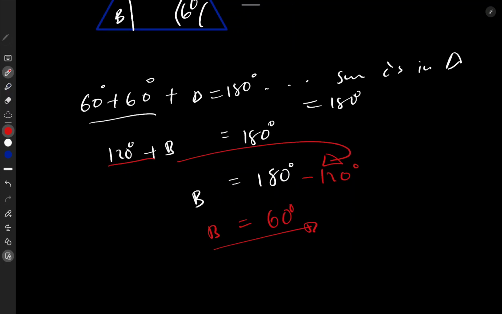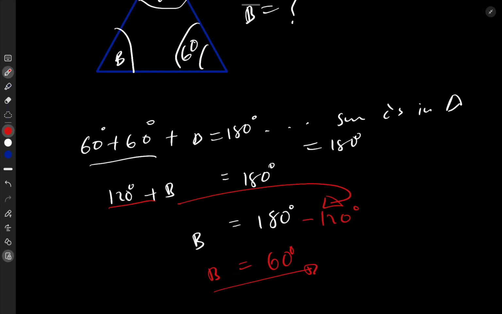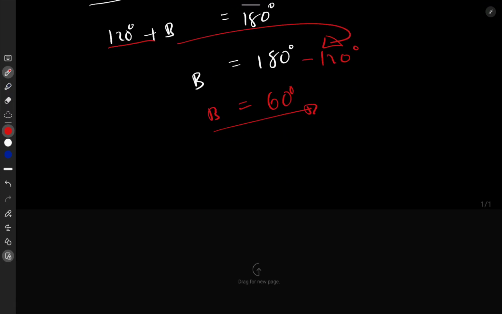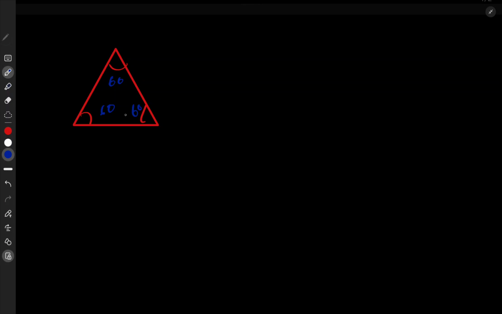I'm not saying that in your test you're going to get this 60 degrees. I just made up these problems intentionally to get 60 degrees. So I'm trying to emphasize that there exists a triangle where all the angles inside equal 60, and that triangle is called an equilateral triangle, right? A triangle in which all sides are equal.